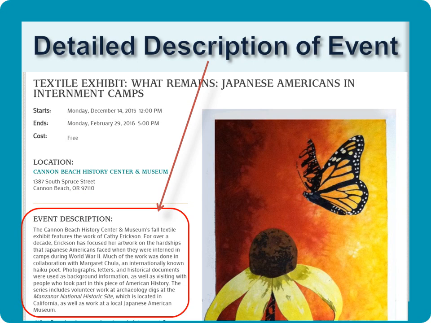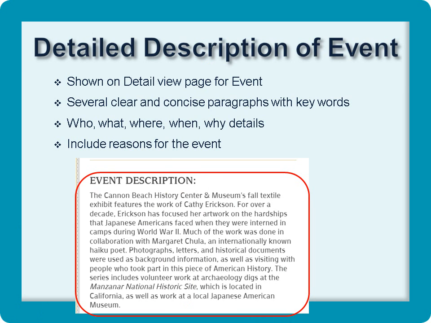When searching for an event on coastarts.org, a visitor clicks on the View Event button in the search results list, giving the detail page for the event, showing the detailed description for the event. This detailed description should be several concise paragraphs that include keywords for the event. For events, the content should include the who, what, where, when, and why details.